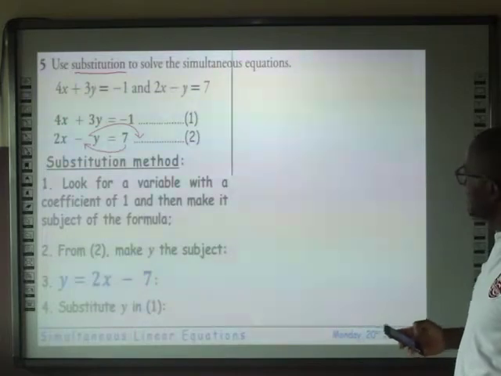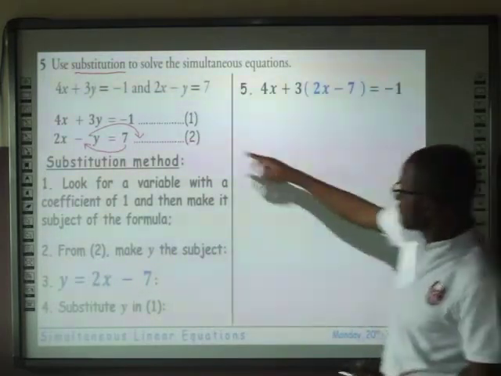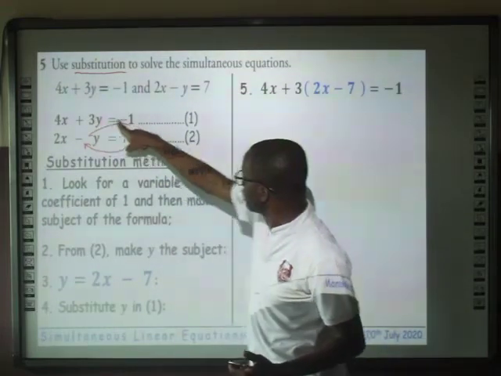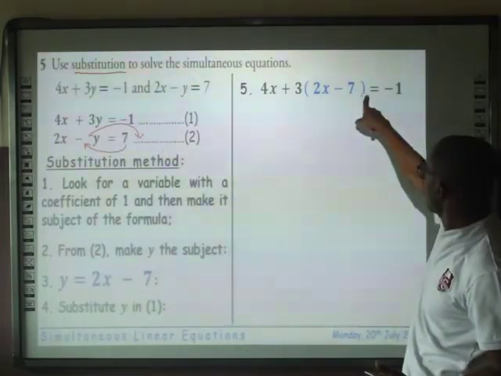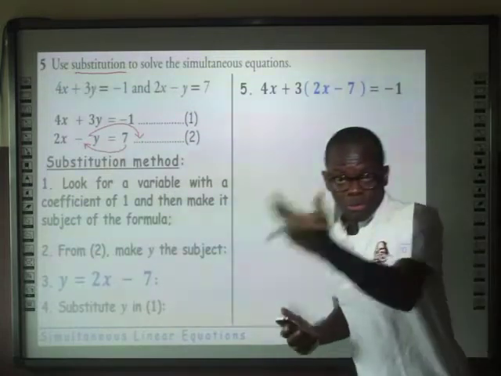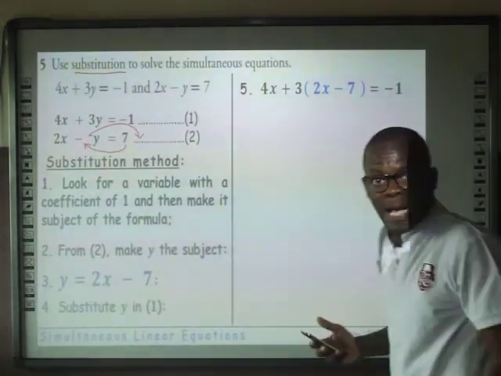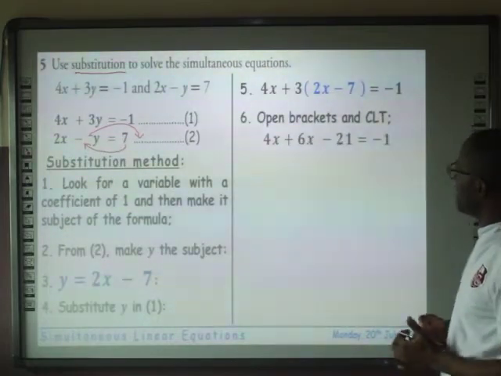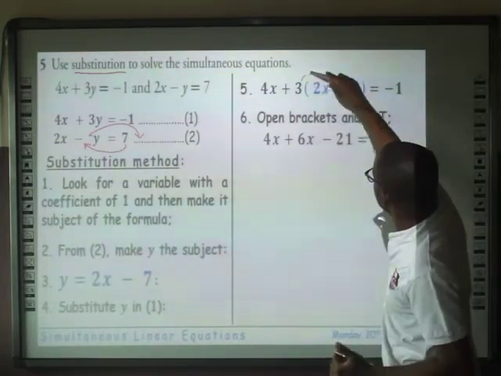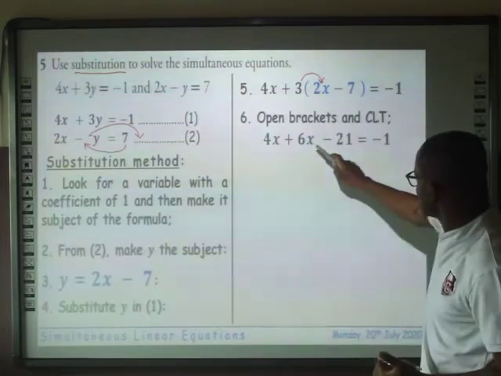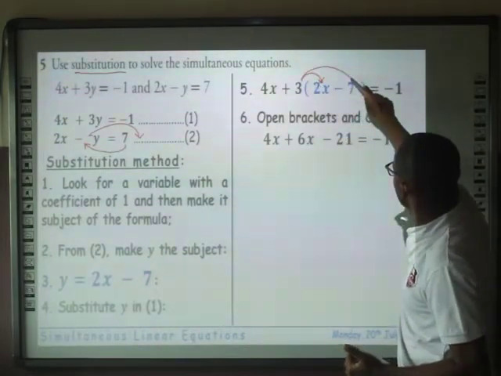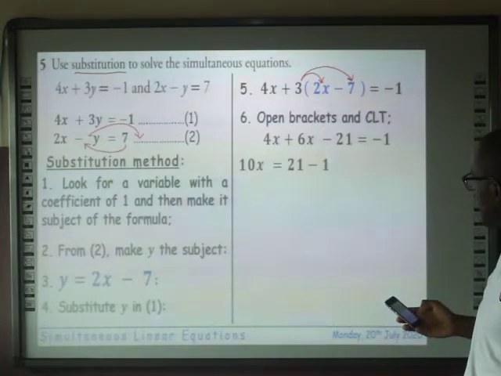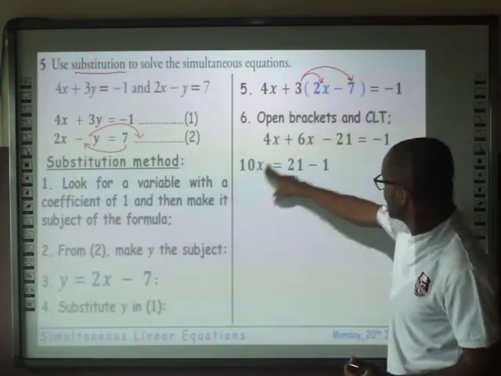When you do that, you have in equation 1, 4x plus 3y is equal to -1. So the y there will now be replaced with 2x minus 7. And then, what do you do next? Open the brackets. When you open the brackets and collect like terms, you have 4x plus, now, 3 times 2x gives you 6x, and then 3 times minus 7 gives you minus 21. And then you collect like terms. 4x plus 6x gives you 10x.